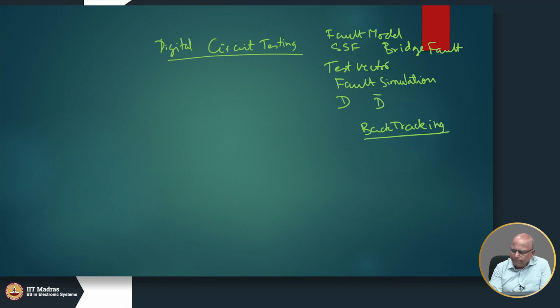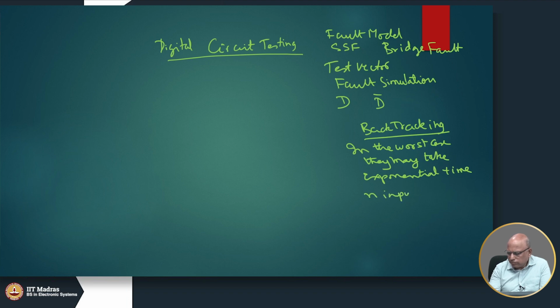There is no polynomial time algorithm, so backtracking algorithms are used. In the worst case they may take exponential time. For example, if there are n inputs, they may take 2 to the power n iterations. So, this becomes too time consuming for large values of n.